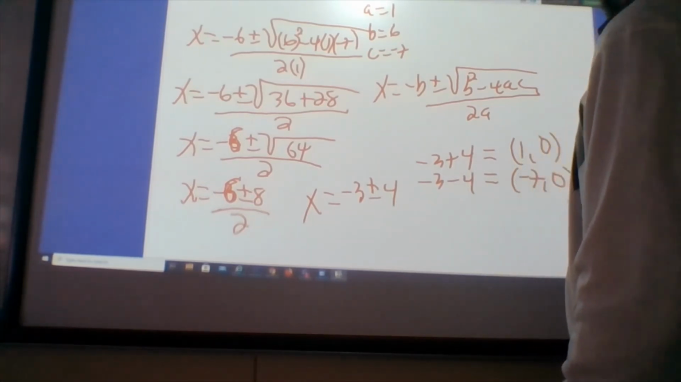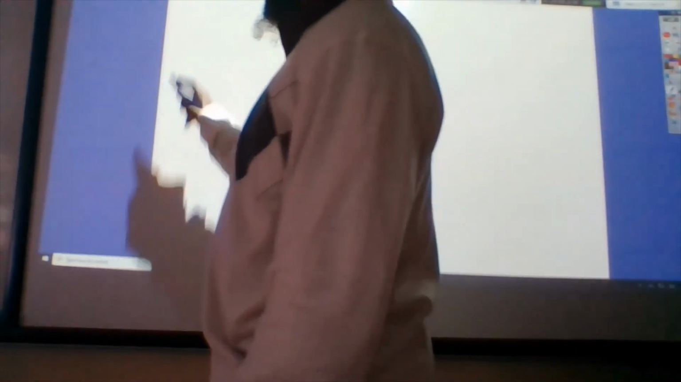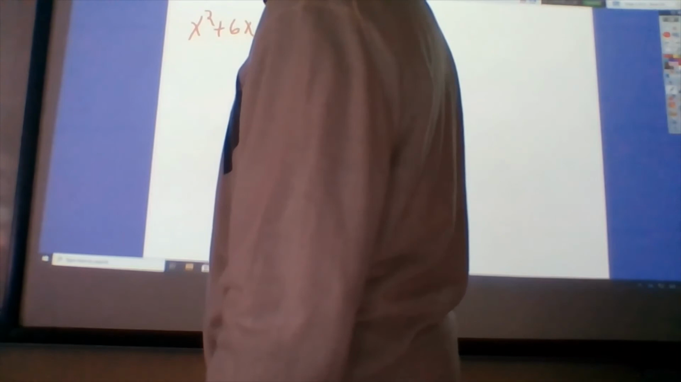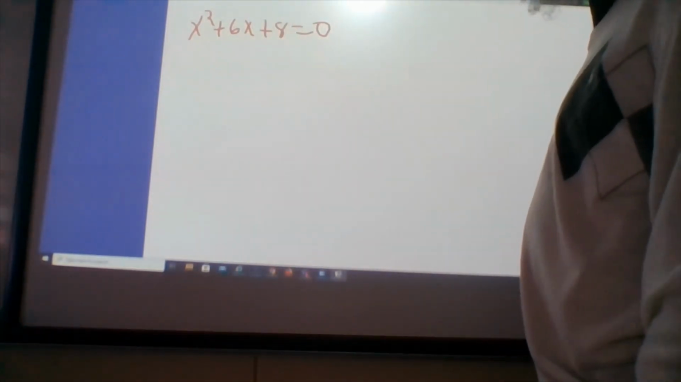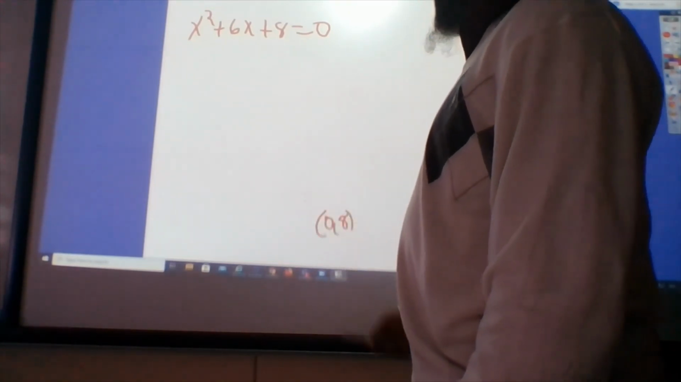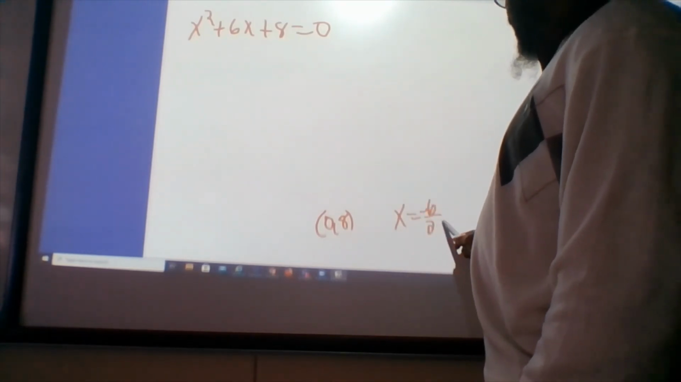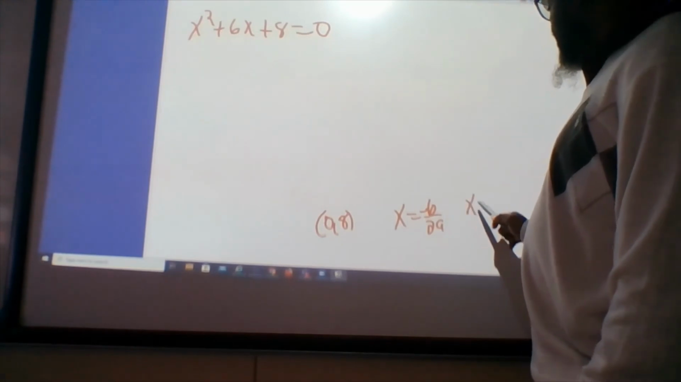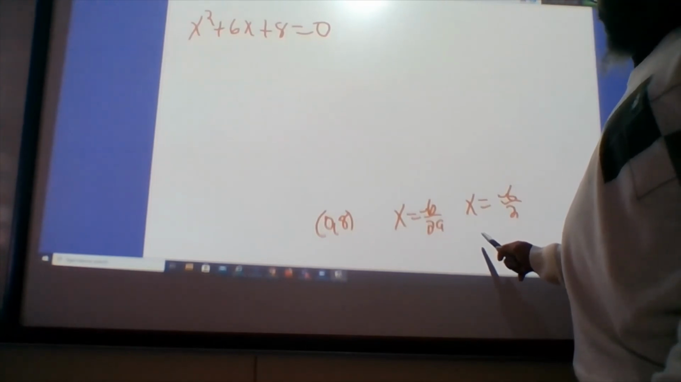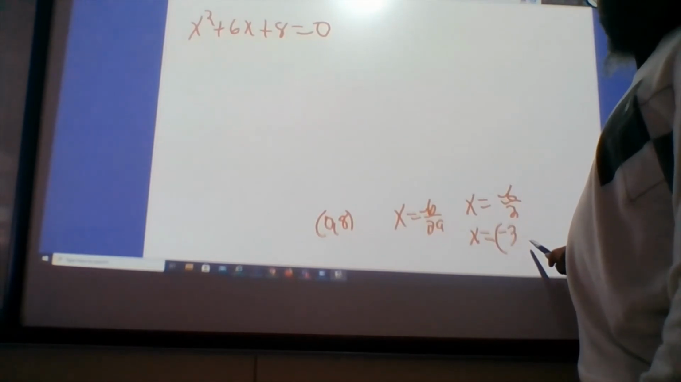So let's do a couple more. All right, the equation is x squared plus 6x plus 8 is equal to 0. The equation is in that form. Therefore, we know that the y-intercept is 0, 8. All right, we're going to find the axis of symmetry, which is minus b over 2a. In this case, b is 6, so that will be minus 6 over 2 times 1, that will give you minus 6 over 2, therefore x is negative 3. So this is the x-coordinate of the vertex.